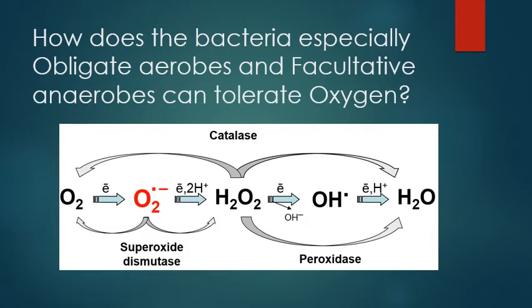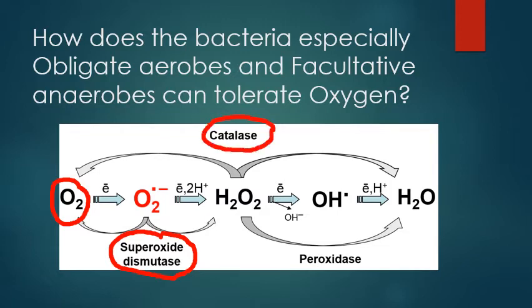Okay? How can bacteria, especially obligate aerobes and facultative anaerobes, tolerate oxygen? So, paano nga ba nila matotolerate ang oxygen? So, if the organisms, for example the facultative anaerobes and obligate anaerobes, would be exposed to oxygen, kailangan nila ng dalawang enzyme. Ano yung dalawang enzyme na yun? It is your superoxide dismutase and your catalase.